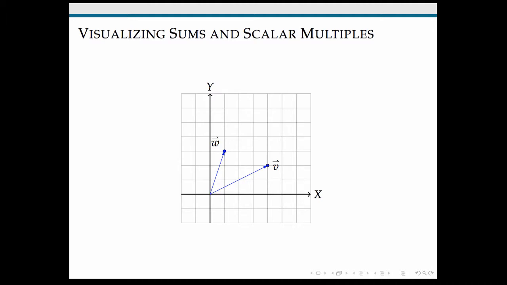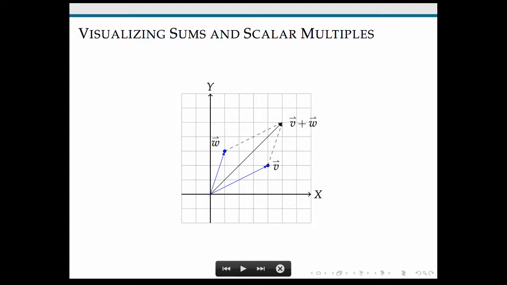We've already looked at in a previous lecture how to visualize sums of vectors using the parallelogram rule. So this geometric representation tells us that the sum of two vectors can be achieved by gluing the tail of one vector to the head of another.